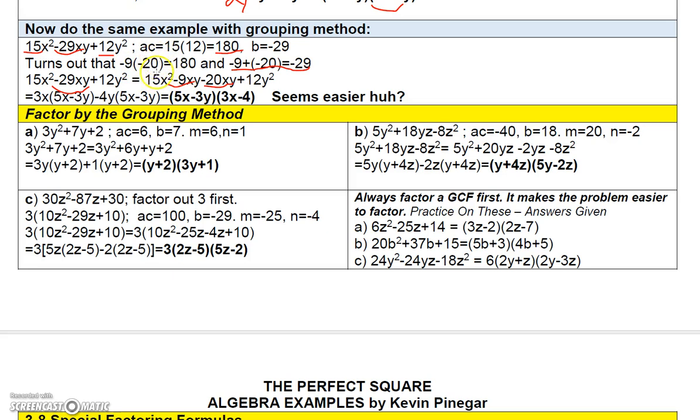Alright, so if you factor 3x out of the first two, you're going to get 3x times 5x minus 3y. And if you factor a negative 4y out of these two, you'll get negative 4y times 5x minus 3y. And now you can see that the first term has a factor of 5x minus 3y. The second term has a factor of 5x minus 3y. So factor the 5x minus 3y out here, and then you're left with 3x minus 4y. Okay? That seems a little bit easier, doesn't it?